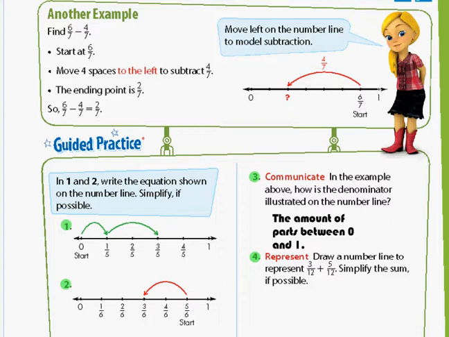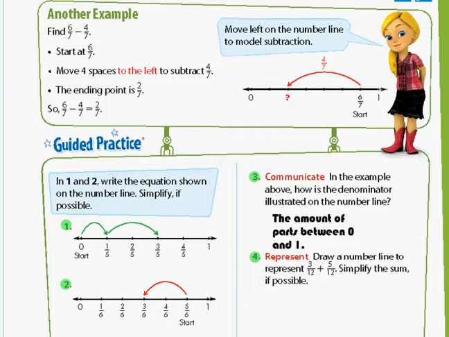In this exercise, we're going to use number lines to add and subtract fractions. And we'll look at the example first. Find 6/7 minus 4/7. You start at 6/7. If you're subtracting using a number line, you start at the first number that you're subtracting from. They start at 6/7 and move 4 spaces to the left to subtract 4/7, and that's what they did.